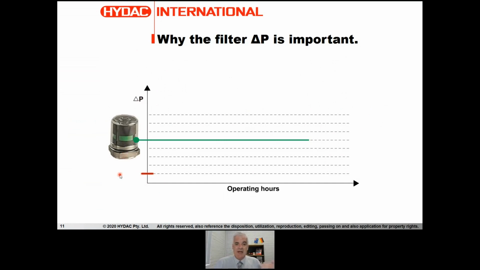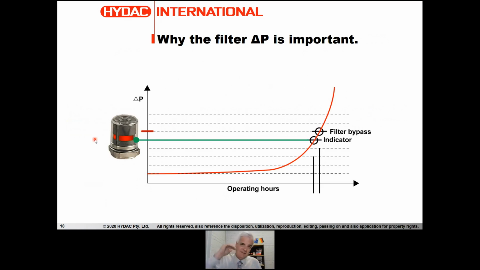It's not indicating. As we use the filter, we're catching contamination. What's going to happen then is the filter differential pressure will increase over time, and it will keep increasing. It does so slowly, and then it will actually increase in how quickly the pressure rises. This is how all filters are going to work. As the pressure differential rises, we get to a point of indication, and that's going to tell us to change the element. And if we don't change the element, we're going to get into a filter bypass condition. So that's 5-bar indication, 6-bar bypass on a standard pressure range.